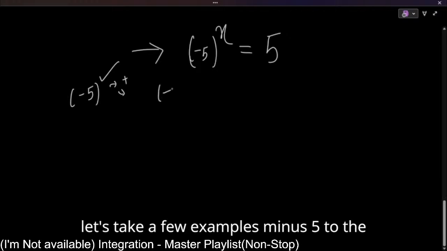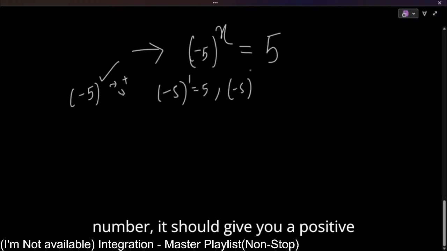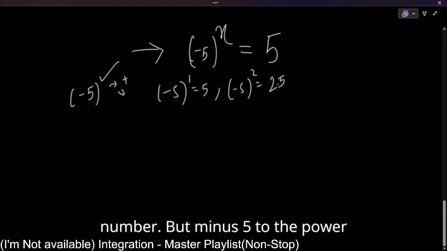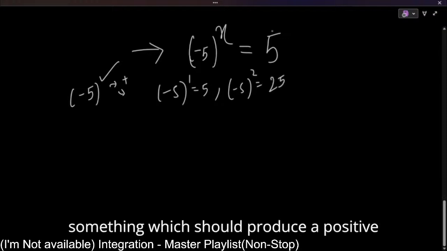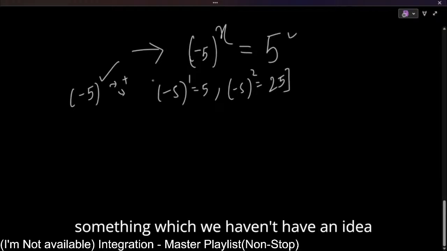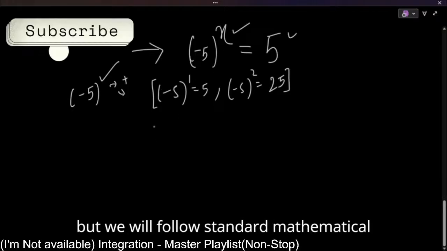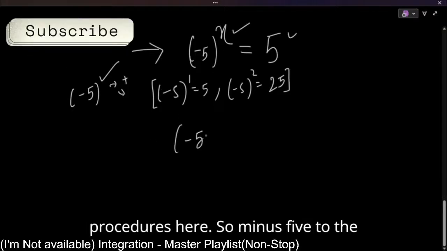Let's take a few examples. (-5) to the power 1 is -5, and an even exponent gives you a positive number. But (-5) to the power of something should produce a positive number, which is 5 itself. We don't have an idea of that directly; you cannot guess the value of x from here, but we will follow standard mathematical procedures.